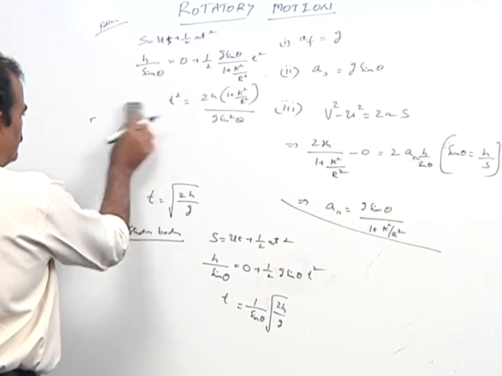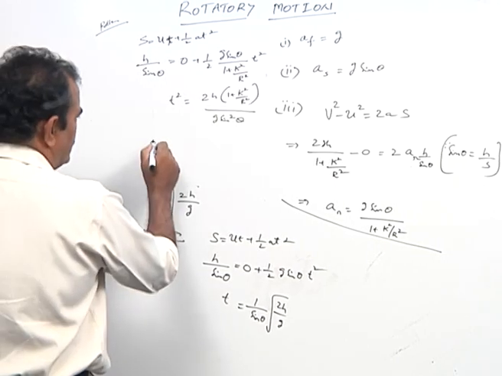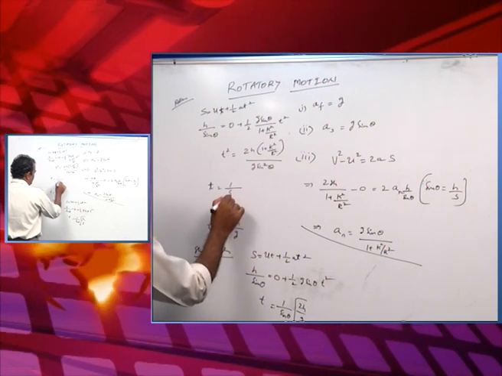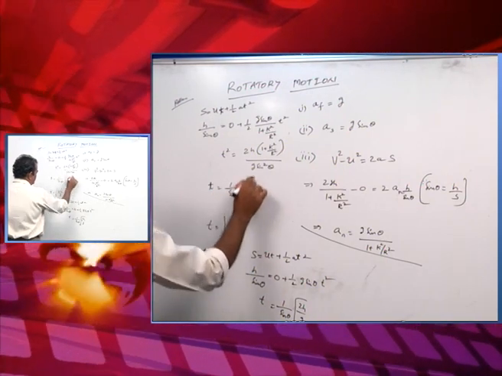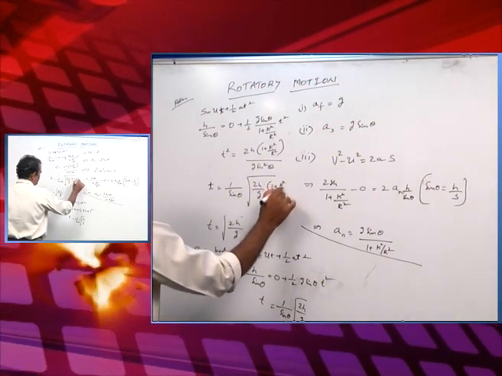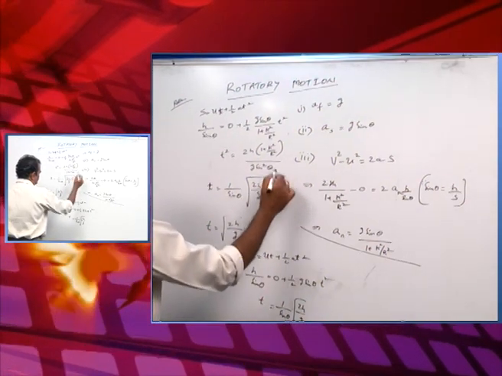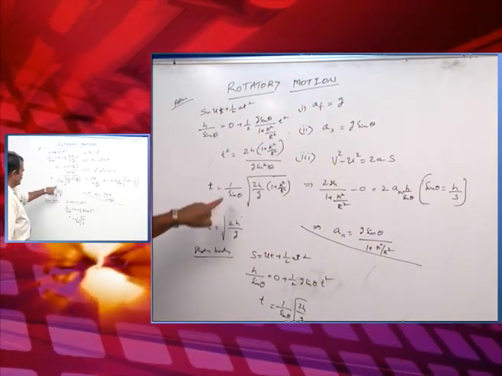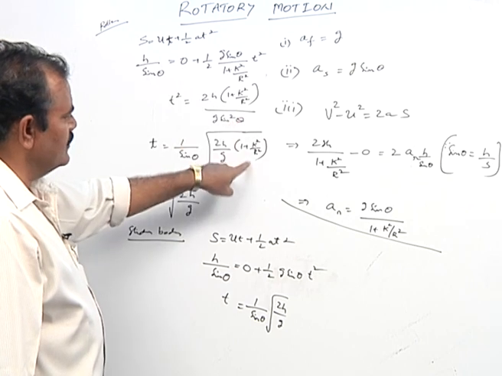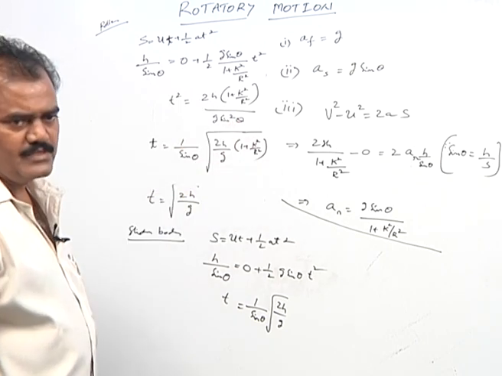And when you come to this portion, that is 2h by g, t is equal to the square root of 1 by sin theta, and thereafter the square root of 2h by g of 1 plus k square by r square is that formula. So it is 1 by sin theta square root of 2h by g, and even inside the root it is 1 plus k square by r square.